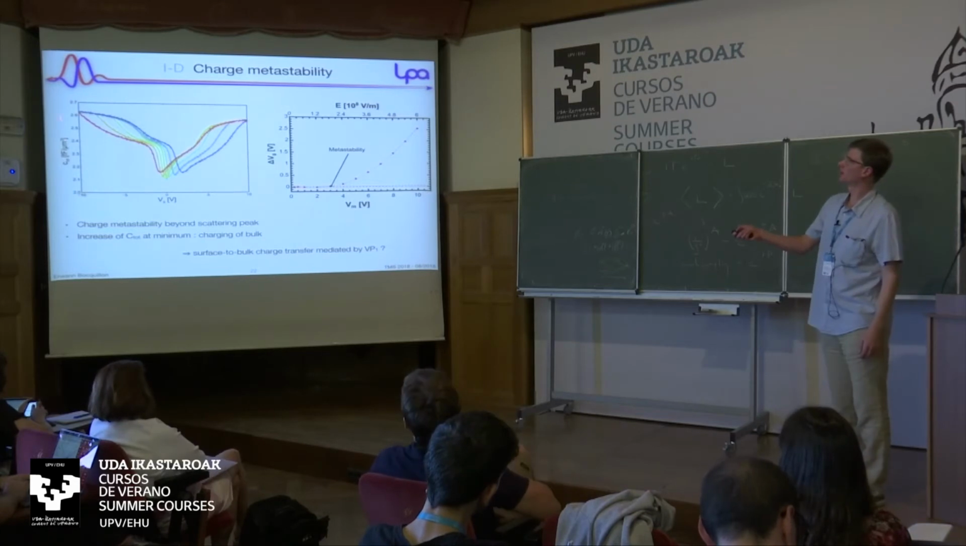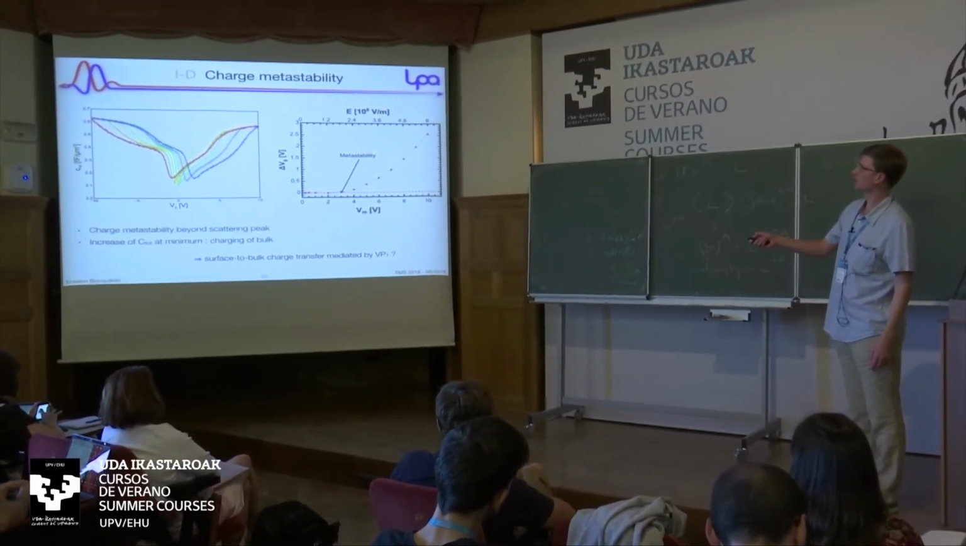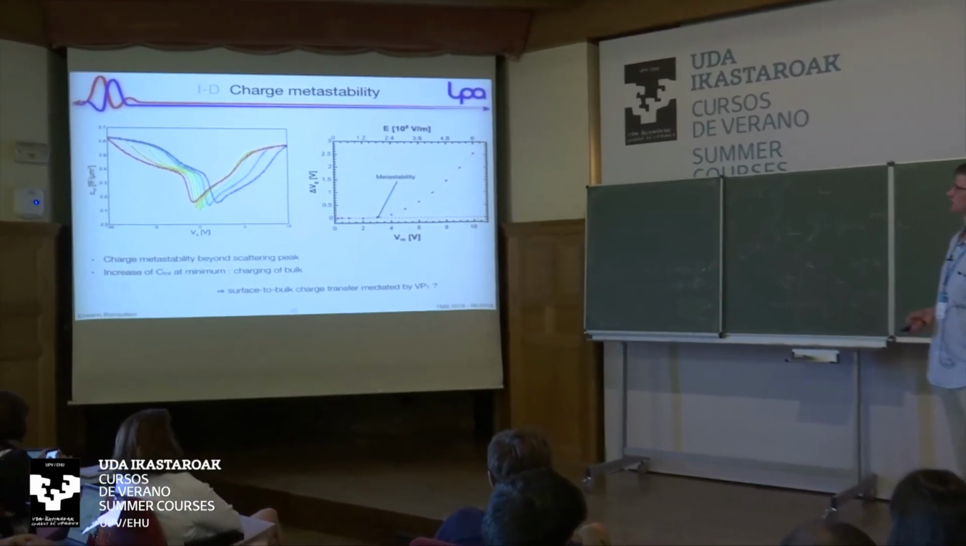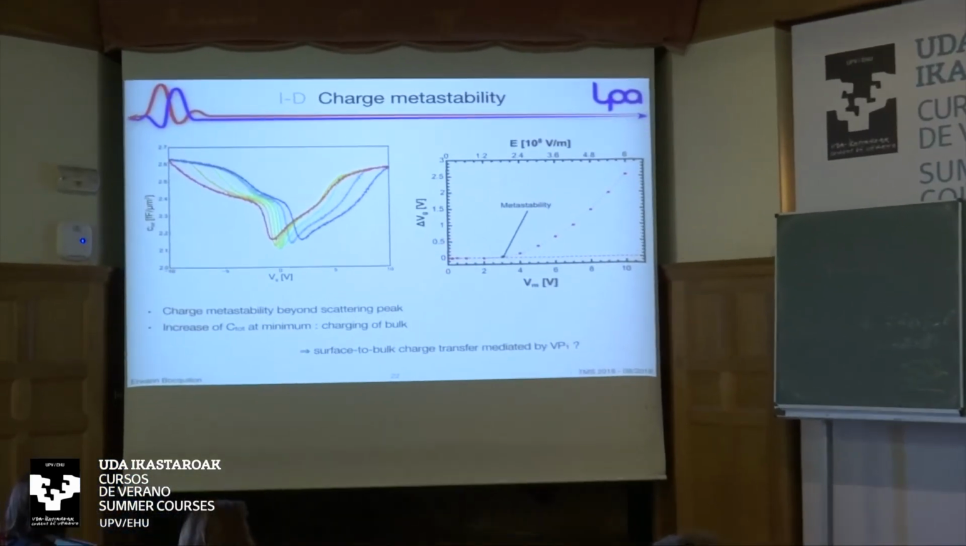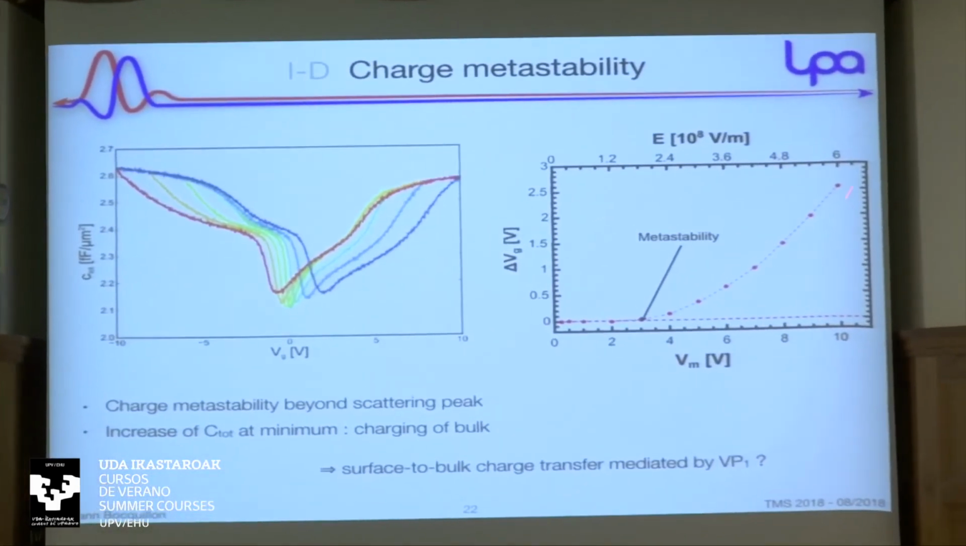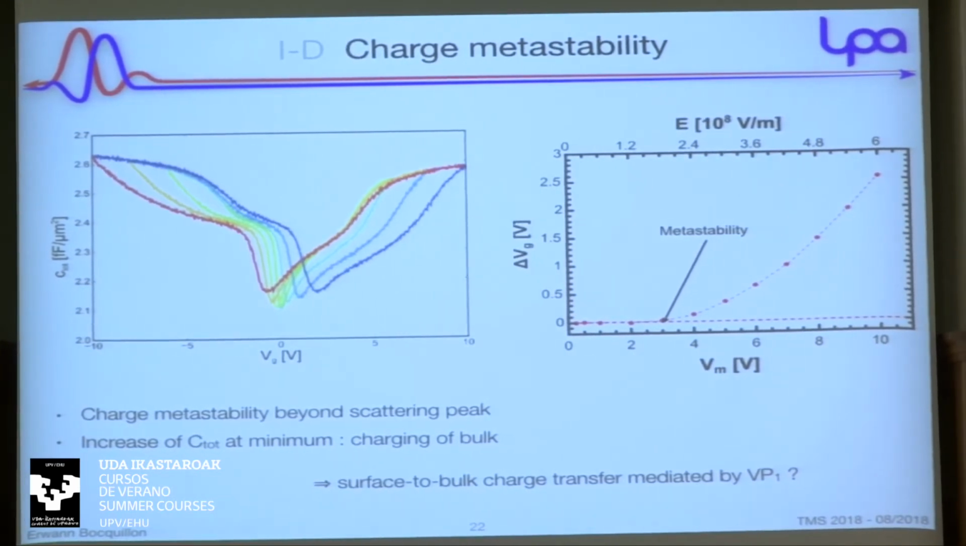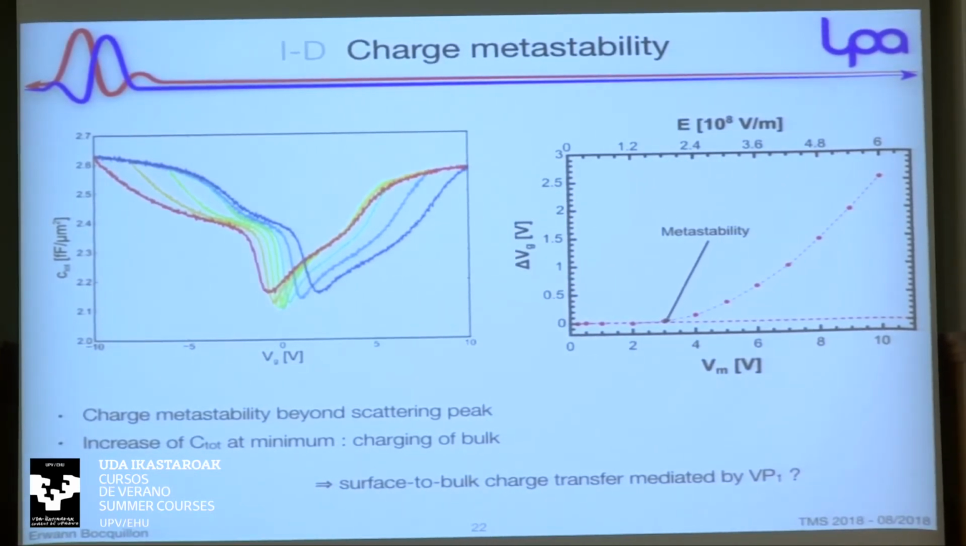This can be pushed to even larger excursions of the gate voltage, where you start to see that the hysteresis is getting bigger and bigger. And if you look at the way the metastability grows, you see that the onset of metastability is exactly where there's this new scattering channel appearing.